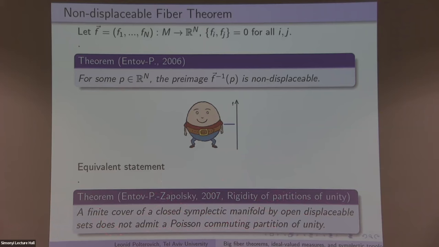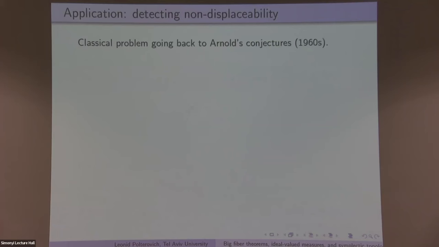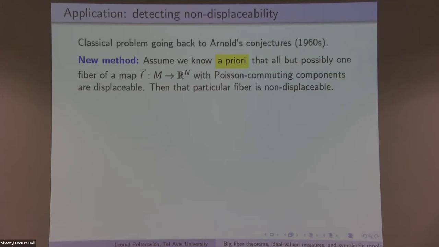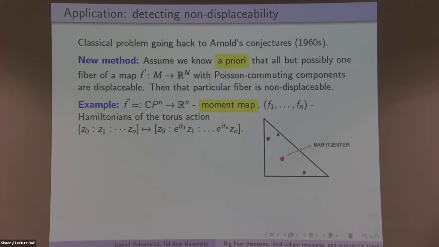By the way, this will be important for what I will say next. These results have applications to detecting non-displaceability. In a sense, the classical problem goes back to Arnold's conjecture: when can a set not be displaced? This result provides a new method. Assume that we have an involutive map, a map with Poisson commutative components. And we know, for some reason, by just some soft calculation, for instance, that all the fibers but one are displaceable. Then the previous result says that the remaining fiber is non-displaceable. And here is an example. We have a map from CPn to Rn, which is just a moment map.